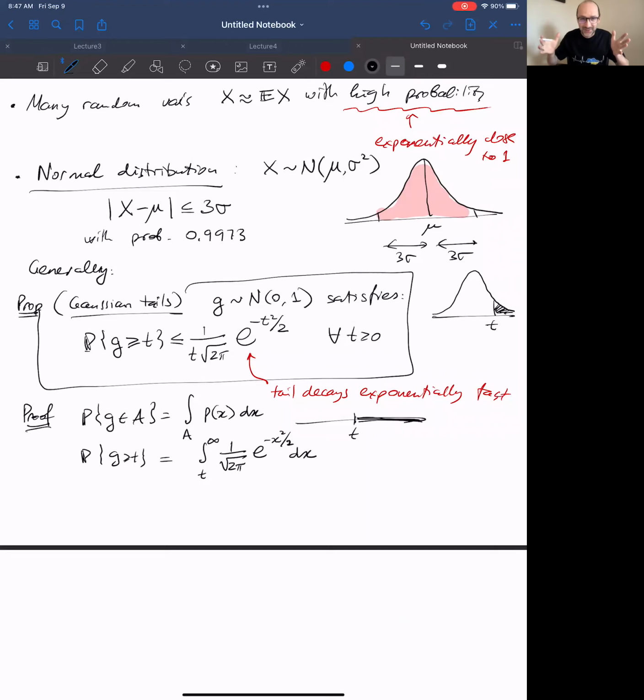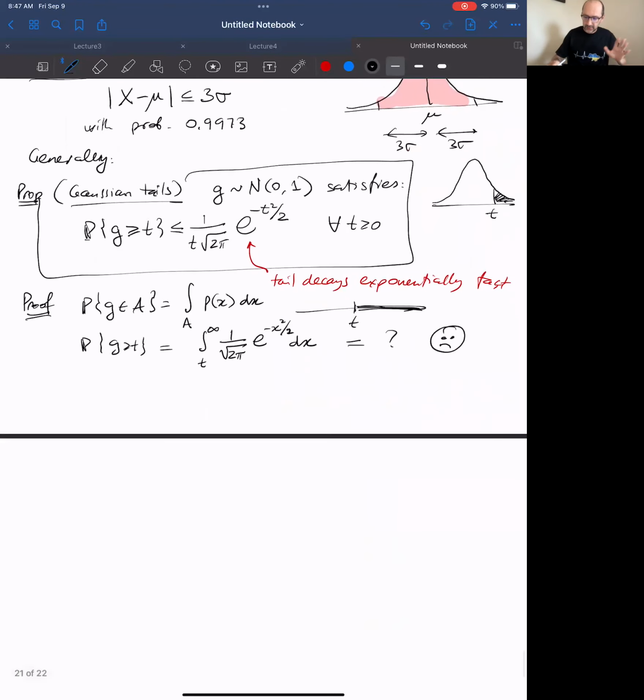Now, bad news. The bad news is that this is not integrable. It is integrable, but not analytically. A computer, you can put it in MATLAB and it will spit out an answer for any given t. But what if t is not given? Then MATLAB will say, oh, it's an error function, some special function. So let's try to get a bound on it. How do we do this? This is a nice trick. Change variables.